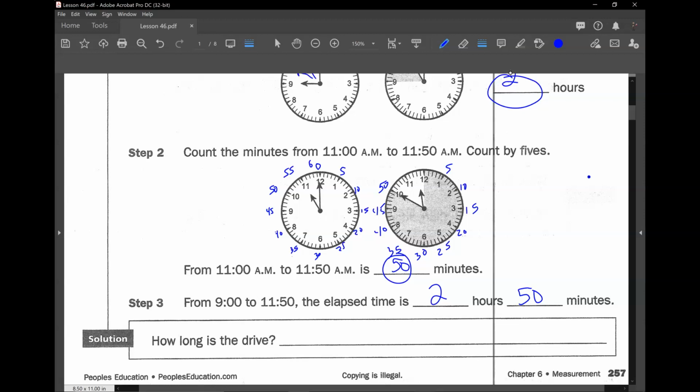So, how long is the drive? The drive is 2 hours, 50 minutes. Okay, 2 hours and 50 minutes.